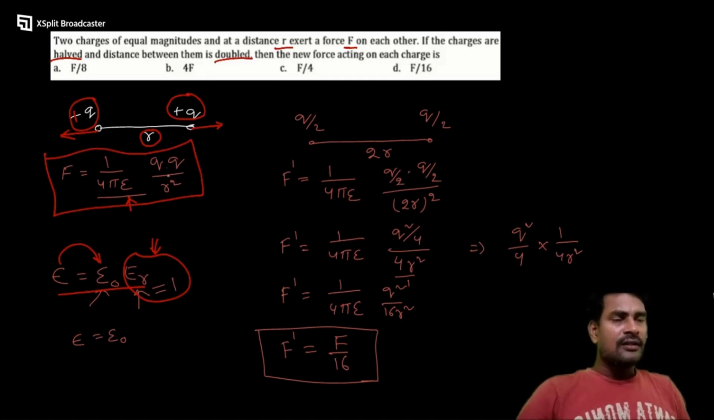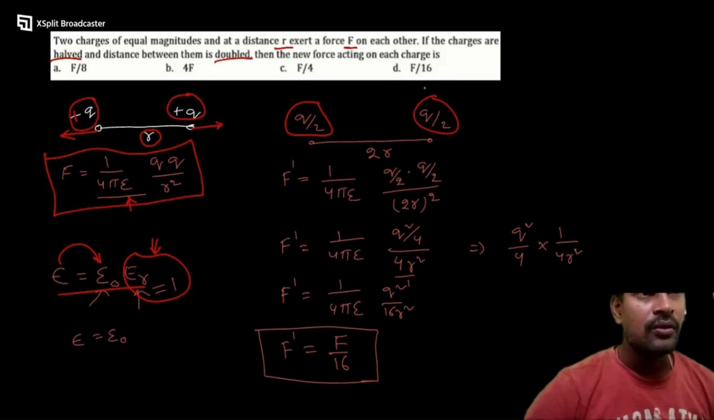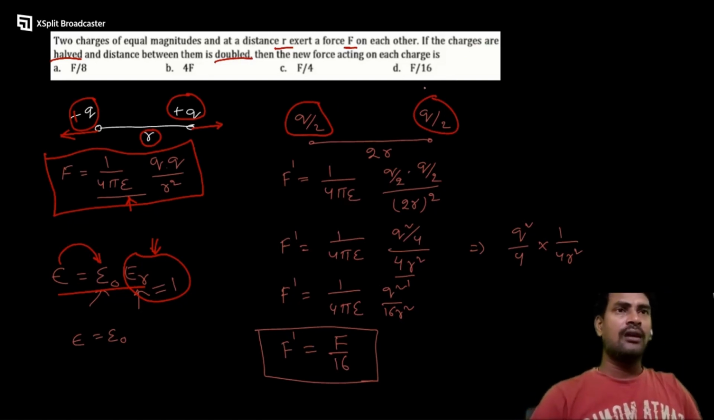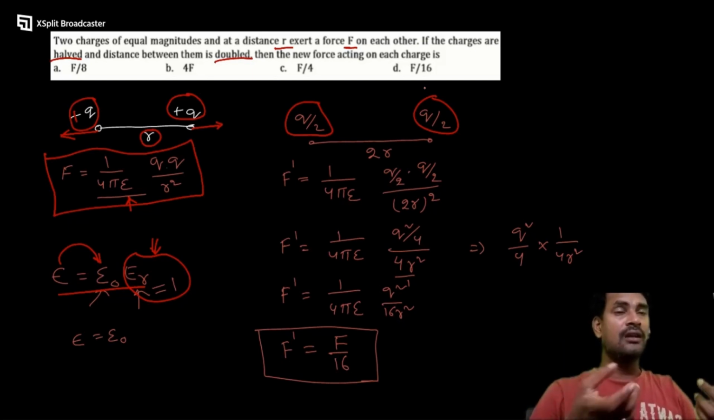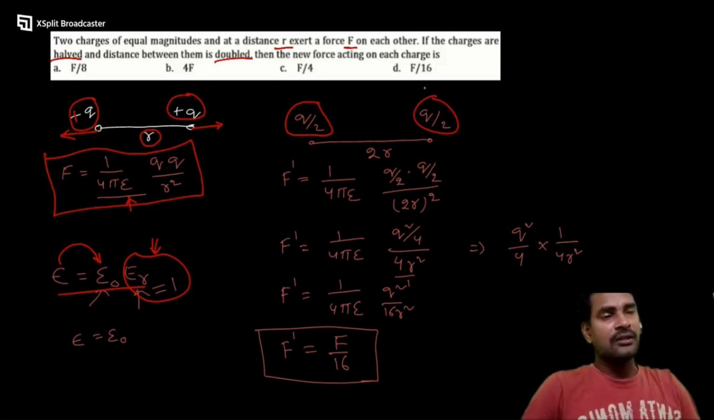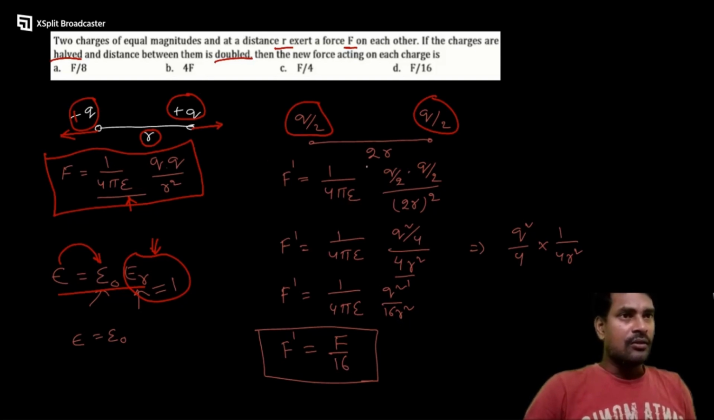Now in the second case, he is saying that the charge was half. That's why this q becomes q by 2. This q will also become q by 2 because he clearly mentioned that both charges are half. And now he said he separated those equal charges at a distance twice that of the earlier distance. Earlier we assumed that the distance is r. Now it is doubled. That's why those two charges made half become q by 2 and are separated by a distance 2r.